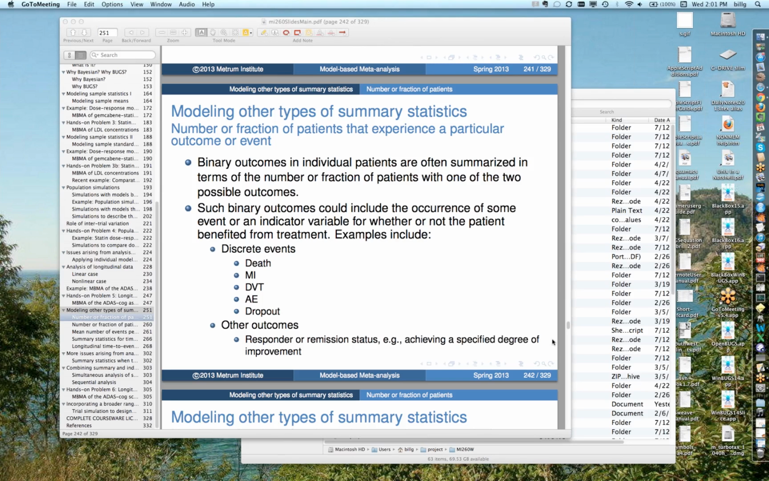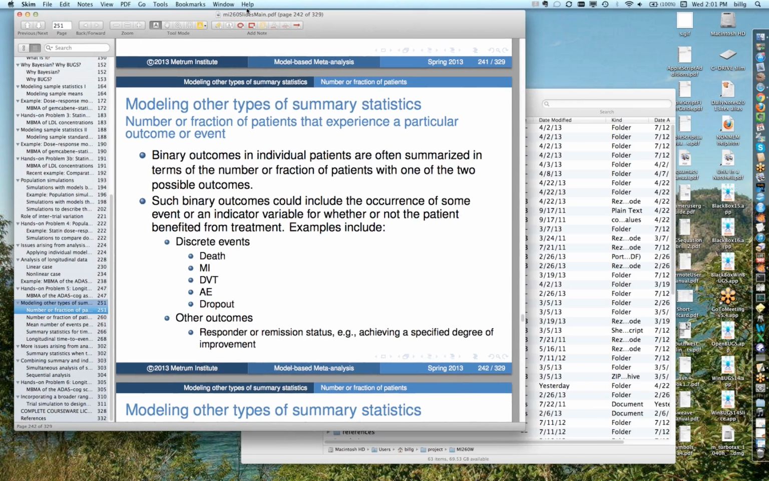Well, why don't we go ahead and get underway here? So let's see. Okay, where do we leave off here? Well, I guess where you left off was actually with Jonathan, who was talking about time to event outcomes.